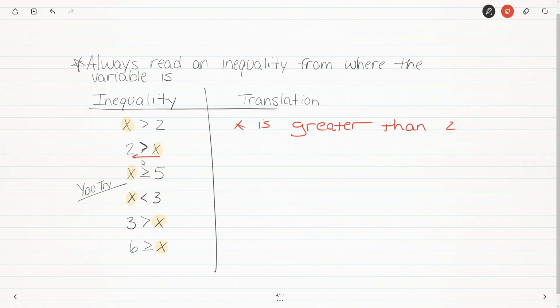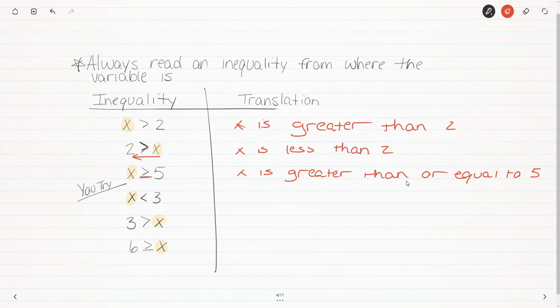Now for this one, I'm going to read it backwards because x is in the back. So x is on the pointed side of the sign, which means x is less than 2. And then this one, I have x in the front, and it's on the greater than side, but see how there is an equal line there? So x is greater than or equal to 5. What that means is x could be 5 to solve our problem, or x could be greater than. As long as it fits one of those categories, you would be able to get it right.